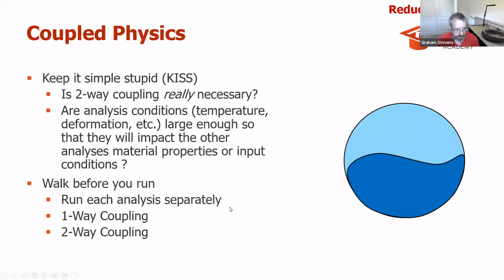And then finally, on the simplifying complexity side, I just wanted to touch base on coupled physics. So when we have coupled analyses, if it's thermal, electrical, or structural and thermal, structural and electrical, and you're doing coupled analyses where you're pulling together two different kinds of solvers, whether it's Fluent or Mechanical or Maxwell Electronics Desktop, you want to first keep it simple, stupid.